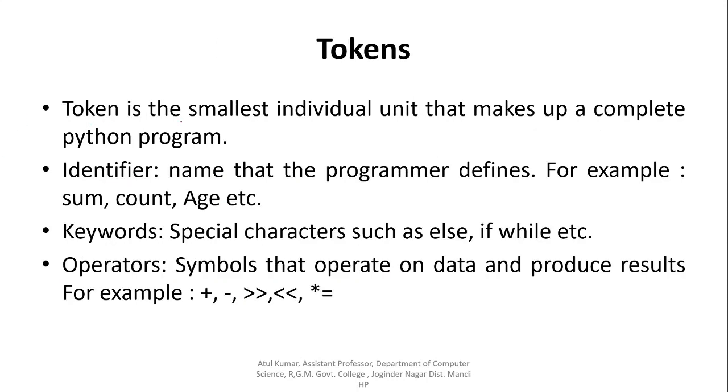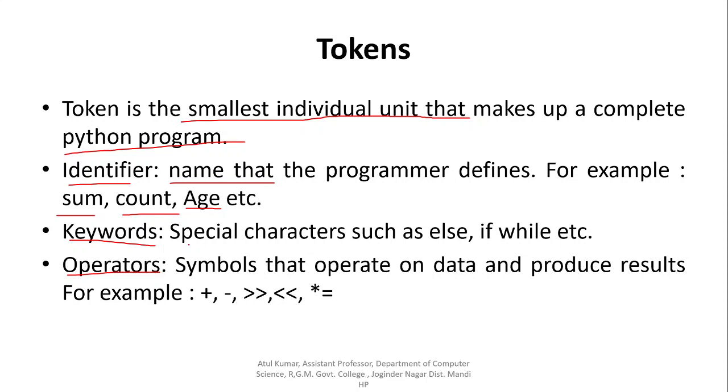Next, what is a token? A token is the smallest individual unit that makes up a complete Python program. There are different kinds of tokens. Firstly, we have identifiers, keywords, and operators. An identifier is actually the name that the programmer defines. For example, sum is an identifier, count is an identifier, age is an identifier. It is the name given by the programmer to specify a variable, a constant, etc.